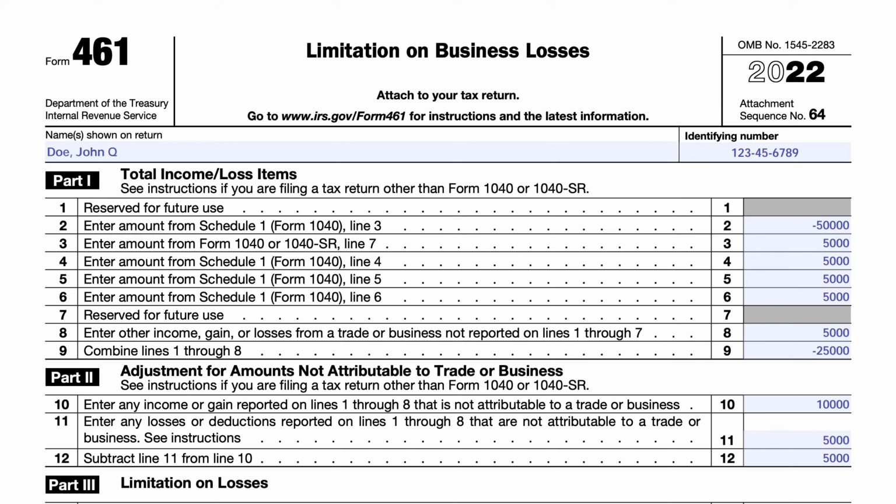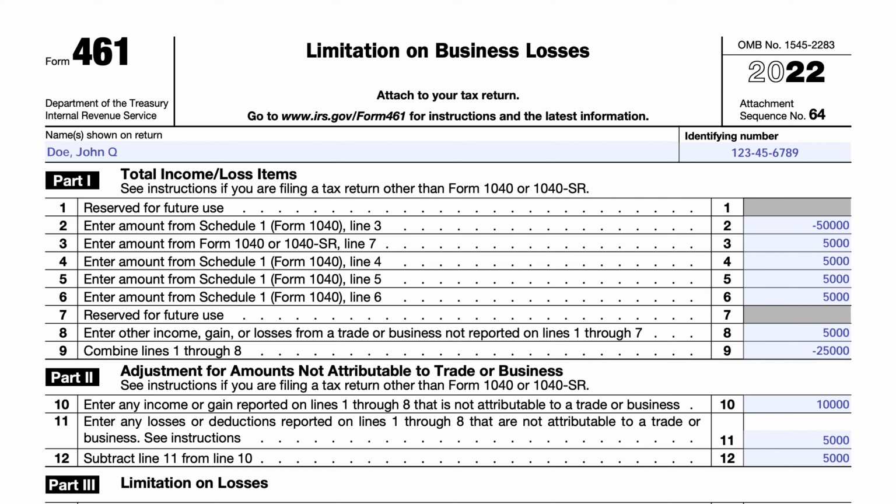So we'll be going over IRS Form 461, Limitation on Business Losses. This is a relatively new tax form. It was created in the aftermath of the Tax Cuts and Jobs Act that was passed in 2017. This basically places a limit on the amount of losses from either trades or businesses for non-corporate taxpayers that they can claim in the current tax year.